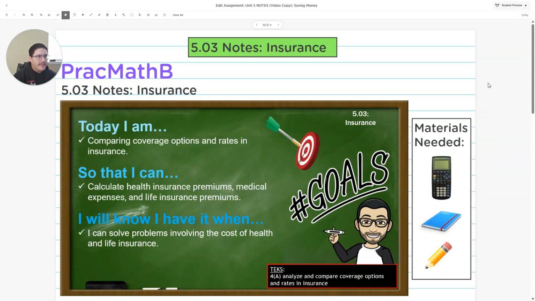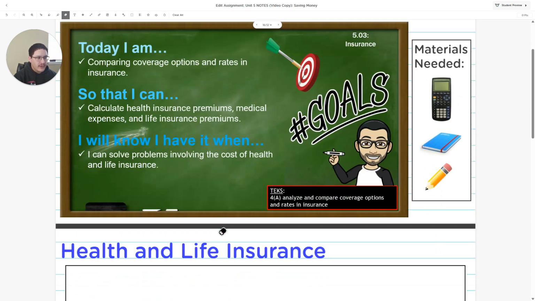This is section 5.03 of the Unit 5 Notes, Insurance. Today I am, as in you are the student, comparing coverage options and rates in insurance so that I can calculate health insurance premiums, medical expenses, and life insurance premiums. I'll know I have it when I can solve problems involving the cost of health and life insurance.